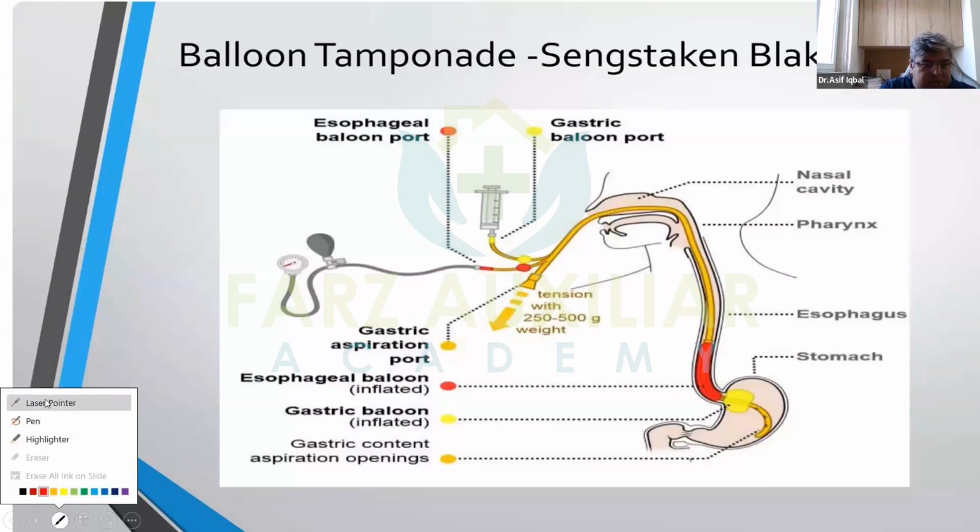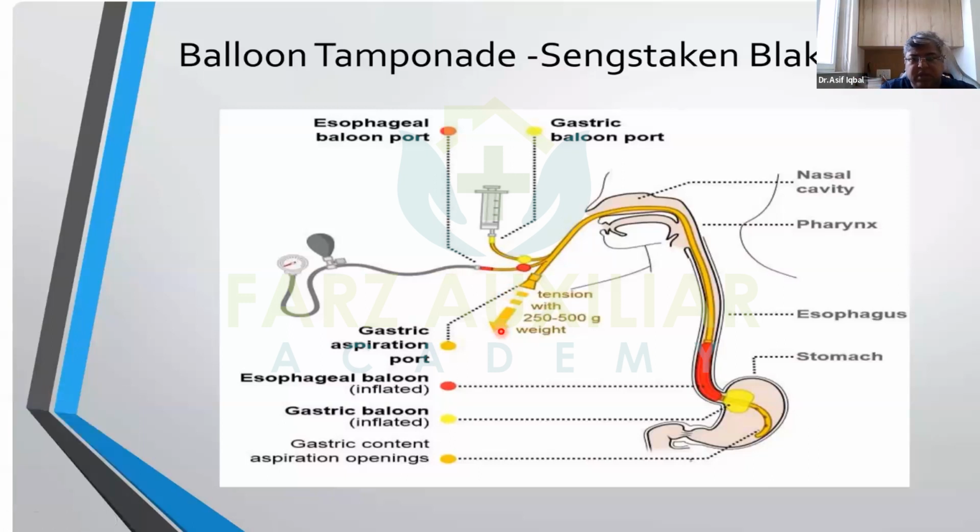So, with the laser pointer, this three port: one port is for gastric aspiration, and also you have to put the weight here. And this is for the esophageal balloon. This is the esophageal balloon, and this is for the gastric balloon. So the technique of insertion is just like a Ryle's tube. You enter into the stomach and you aspirate the stomach content.